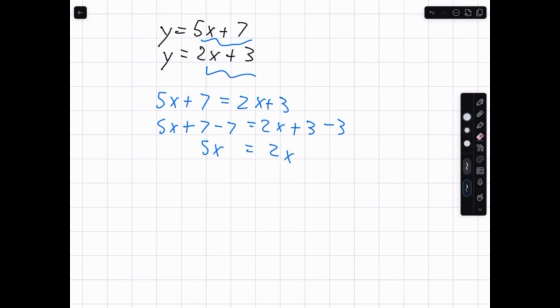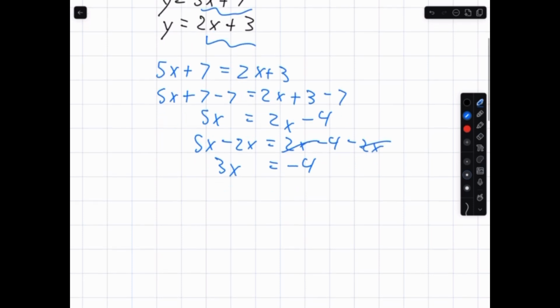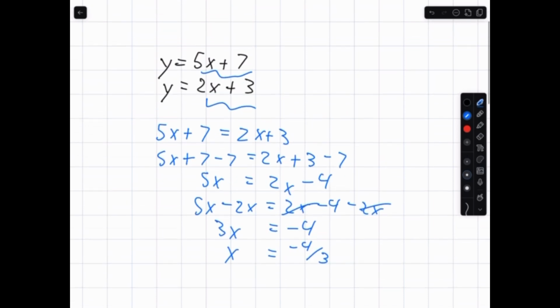That leaves us with 5x is equal to 2x. Oh, this should be a 7, sorry. 2x minus 4, because 3 minus 7 is minus 4. Then we can subtract 2x from both sides, so I can remove it from here. This leaves me 3x is equal to negative 4. If we divide both sides by 3, we get x is equal to negative 4 over 3.